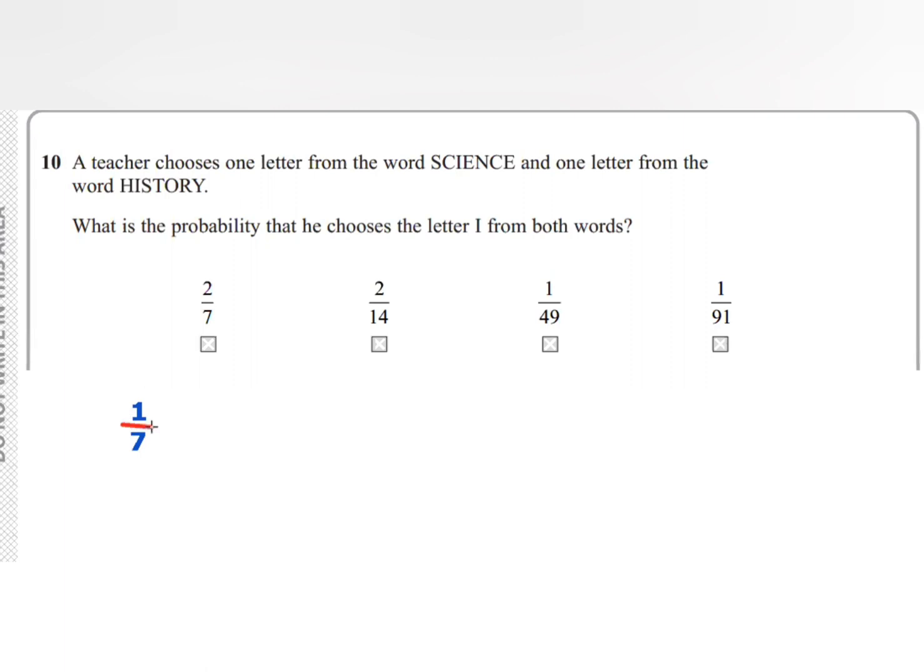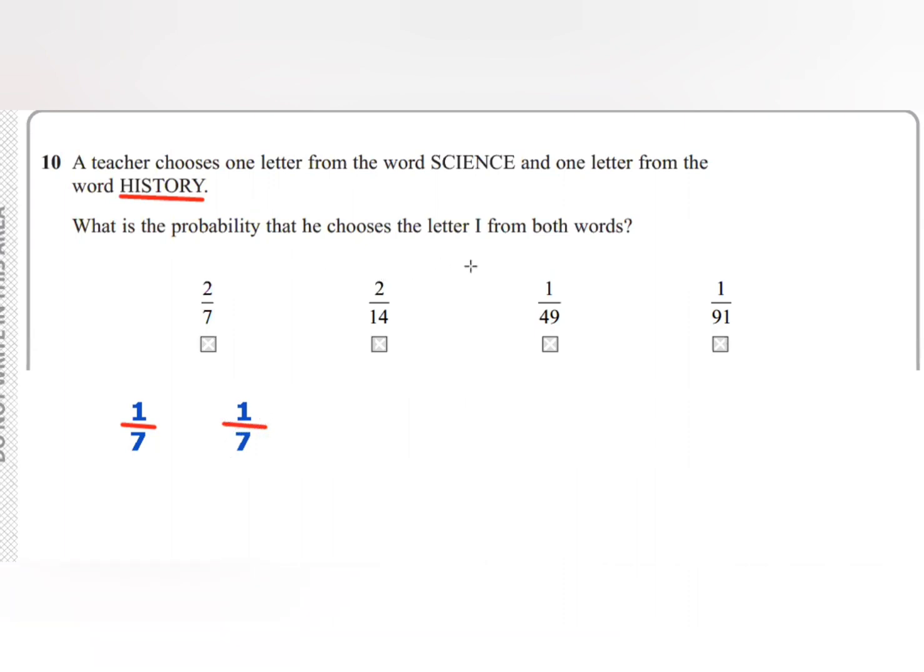And the second one, the probability of choosing I from history. History has 7 letters, and I is one of them. So the probability of choosing an I from history is going to be 1 over 7. Same idea. So we're going to put 1 over 7 here.